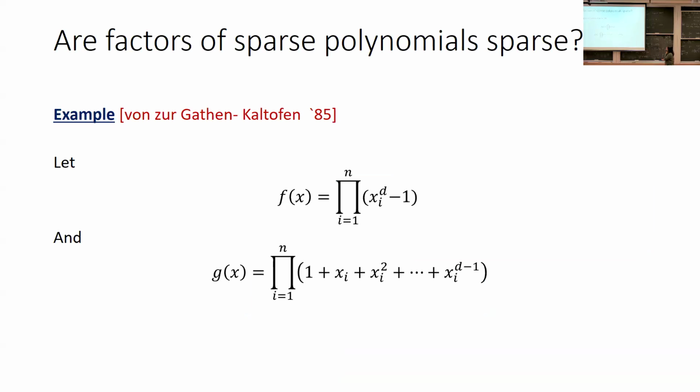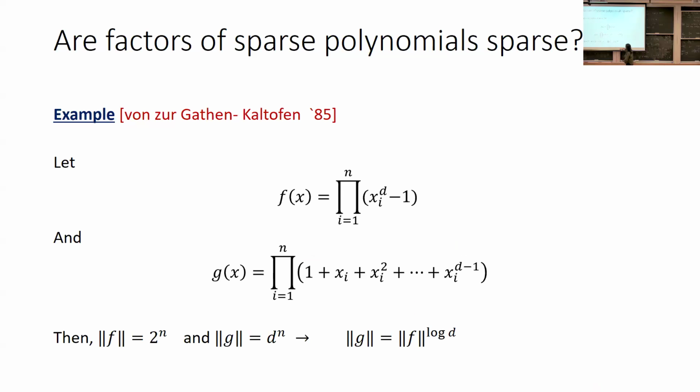So here is an example by just an observation by von zur Gathen and Kaltofen. So notice that x to the d minus 1, this has only two monomials, but this factor has d monomials. And by taking a product over, take many different variables, and by taking a product over xi to the d minus 1 over many xi, you can create polynomials with more monomials. And then you can find factors with also many monomials.